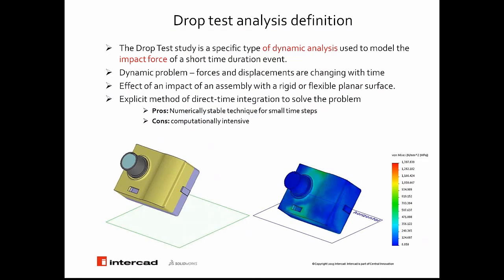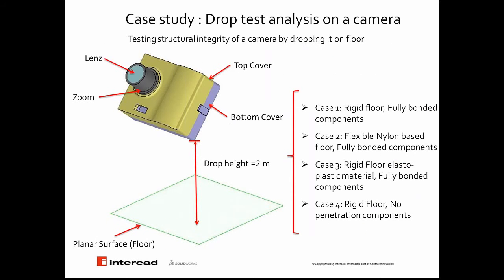Now let's define what the drop test looks like. The drop test study is a specific type of dynamic analysis used to model the impact force of a short-duration event. When we say dynamic, it means the force and displacement are changing with time. When we are introducing impact force, this impact could be on a component or an assembly, where we have a rigid or flexible planar surface for the impact. We are basically using an explicit method of direct time integration to solve the problem. The benefit of this scheme is that it is a numerically very stable technique for a small time step, but it could be computationally very intensive.